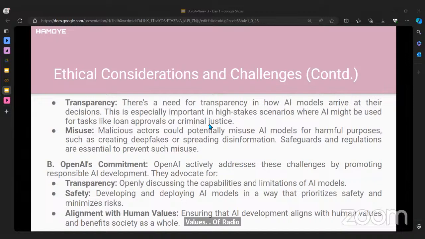So addressing these ethical challenges is not just about reducing the risk, but about shaping the future of AI in a way that aligns with societal values and enhances global well-being. So we just need to consider this and have it at the back of our mind when we are working with models or we are building one. Let's go on to the next slide.